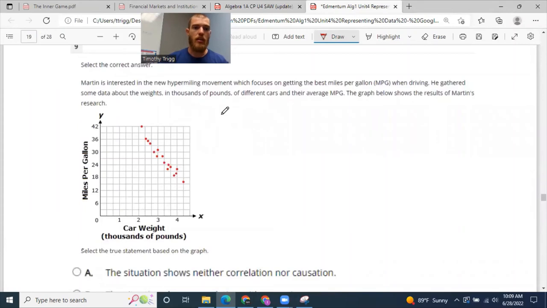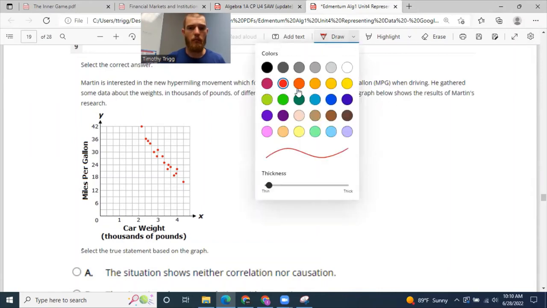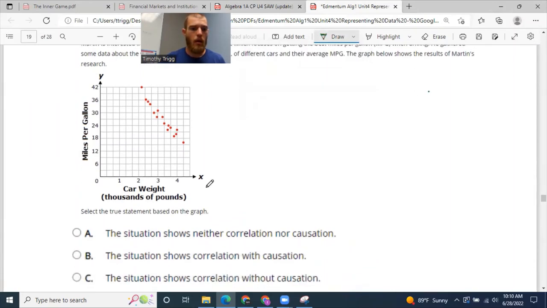Martin is interested in the new hypermiling movement, which focuses on getting the best miles per gallon when driving. He gathered some data about the weights in thousands of pounds of different cars and their average miles per gallon. The graph below shows the result of Martin's research. Okay. Select the true statement based on the graph.